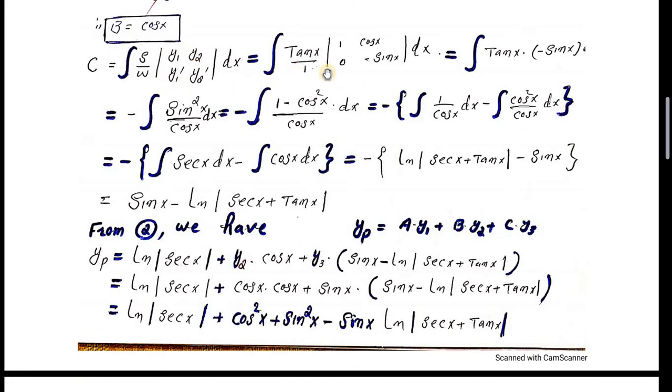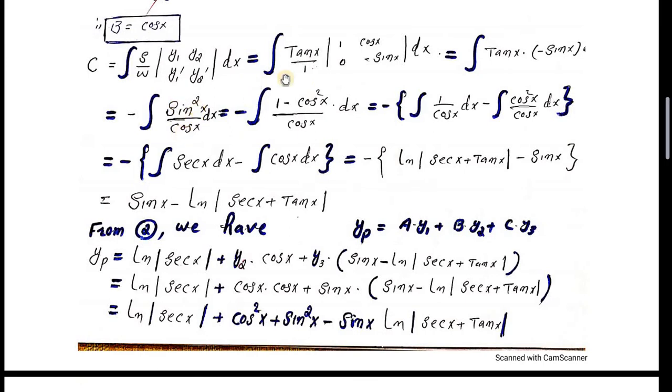Now by putting the value, now this integral tangent will be here, and finding the value of the determinant, here we will have minus sine x minus 0. Now writing tangent as sine over cos, here we have 2 sine, 1 sine here, another sine here. The 2 sine will be sine square divided by cos x.